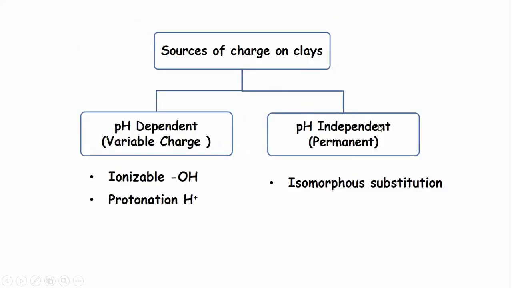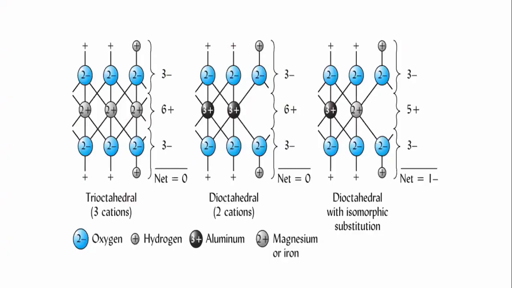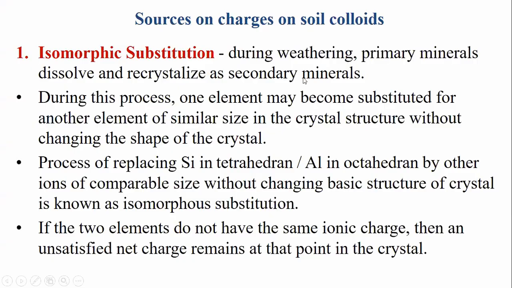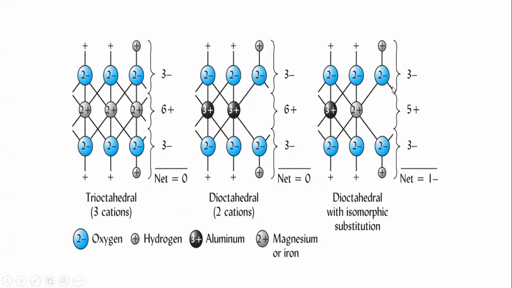This is pH independent. It will not depend on the pH because it truly depends on the isomorphic substitution: substitution of one element of similar size by another element of similar size, without changing the structure of the sheet. Right? So that is how the isomorphic substitution creates the charges on the surface of the colloid. Any doubts up to this?